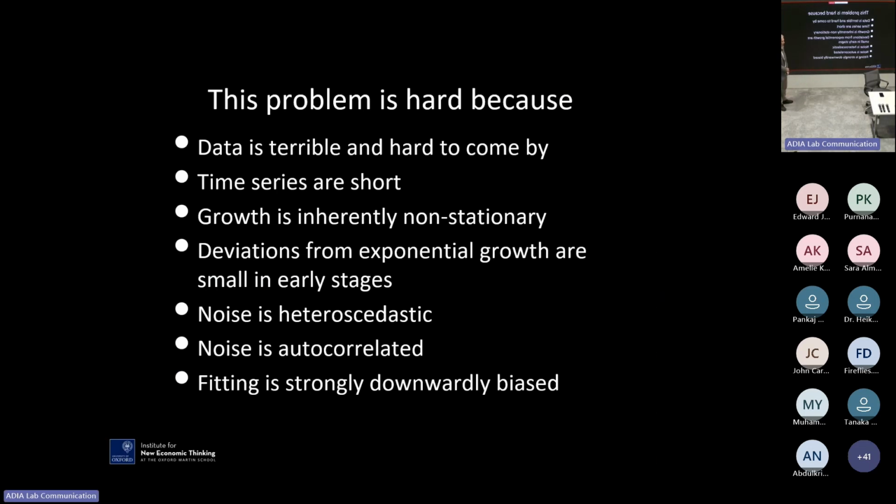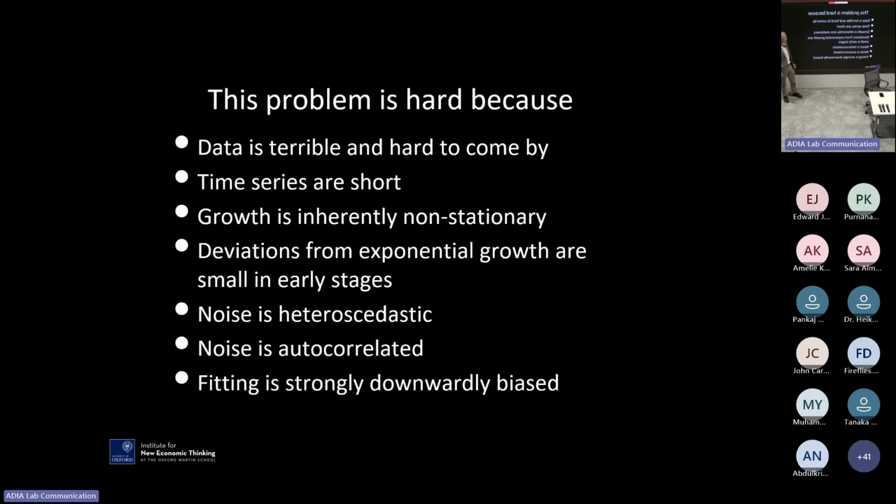Now, this is a very hard problem, actually. It's hard because, first of all, the data is never as good as you would like. We've spent a lot of time gathering this data. The time series are short. You could see in the picture, we have 10 or 15 or 20 years or maybe 30 or 40, but it's still short. The growth is inherently a non-stationary process. Things grow and then they reach maturity, so it's not stationary. That makes it difficult.